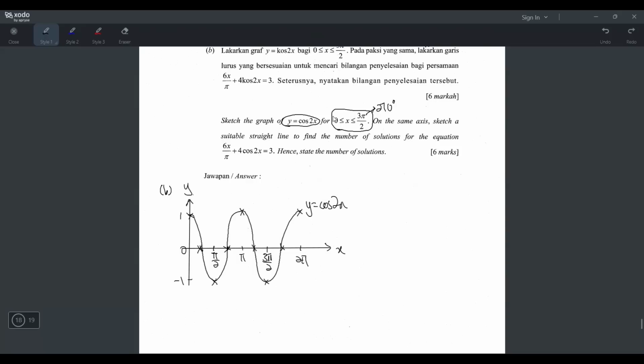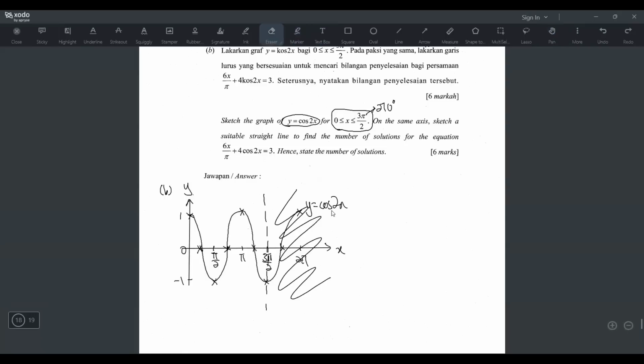But wait, they want you to draw until 3 pi over 2 only. So where is 3 pi over 2? Here, right? So I'll draw a line here and then erase this. Okay, so let's erase all the extra part.